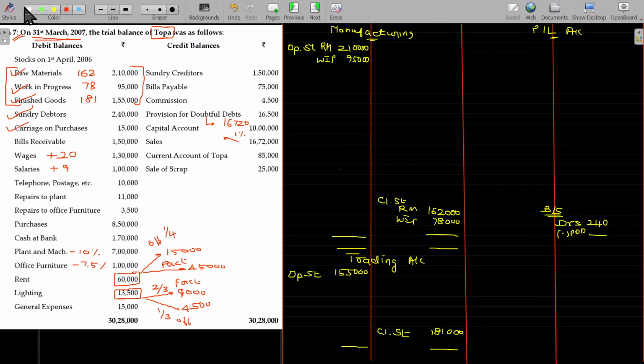Carriage in will be debited to the manufacturing account. The usual items debited in the trading account will appear in the manufacturing account hereafter, right? So carriage in 15,000. Bills receivable, in the asset side, the value being 1,50,000.